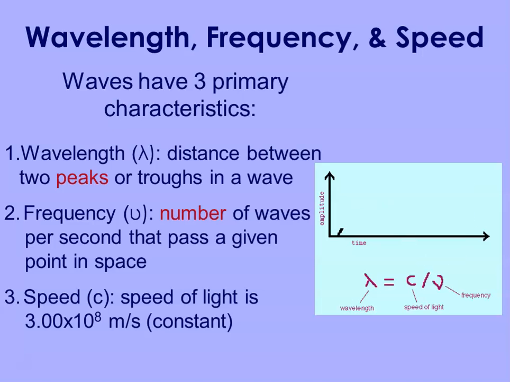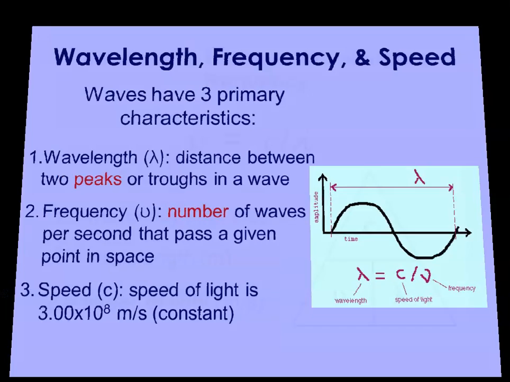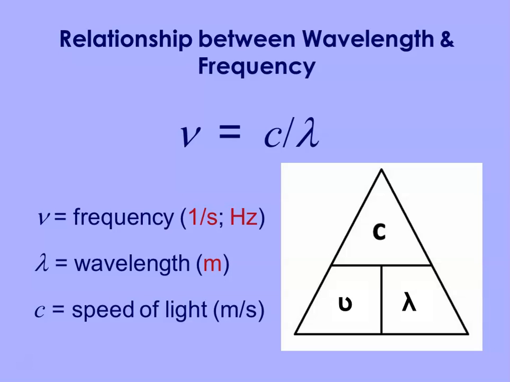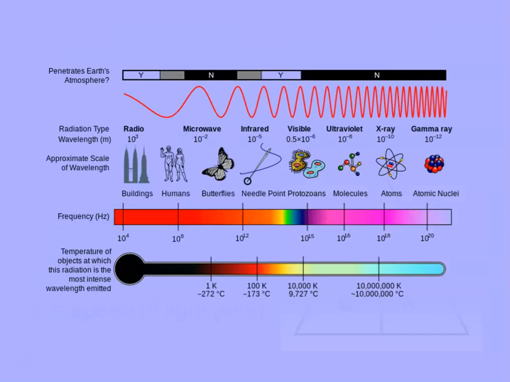If you were going to show a relationship between wavelength and frequency, you would get the speed of light as your slope, 3 times 10 to the 8th. Another way you can look at it is with one of those triangles, where you can have frequency equal to c over your wavelength. You can have wavelength equal to c over your frequency.